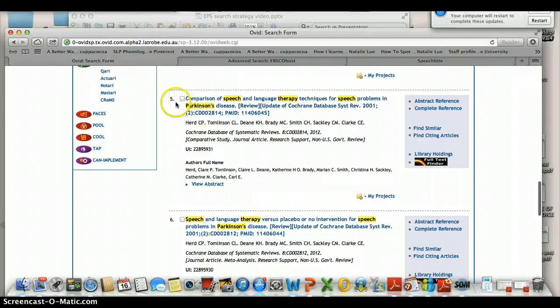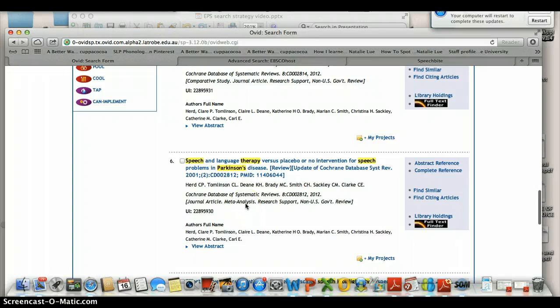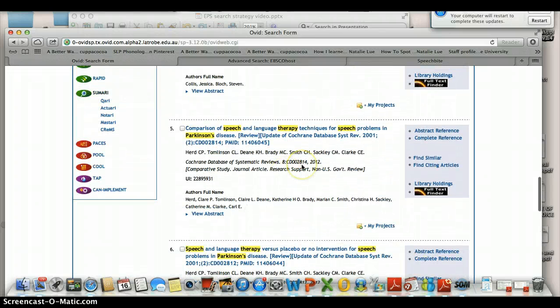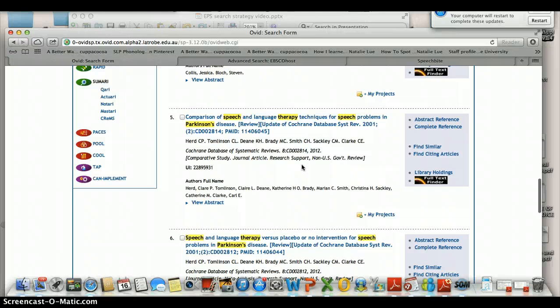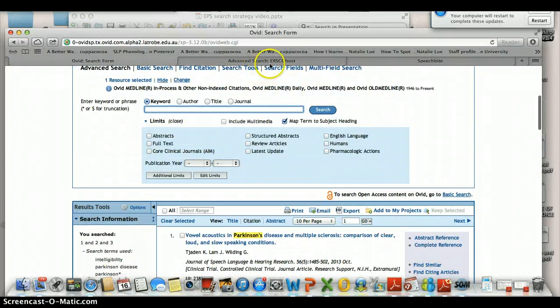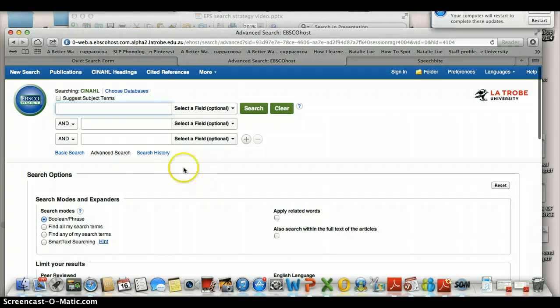So this article here is one that I've selected that I've had a look at because it's a review of level 2 papers. So I've had a look through all of these another time, and selected some papers to have a look at. So going to CINAHL.